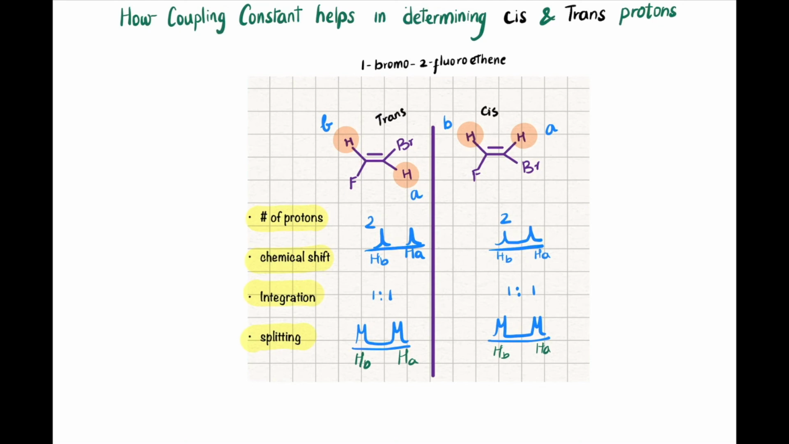So if I look at the distance between these two peaks, which is called JAB or JBA, whichever it is, for this trans compound, the JAB or JBA will definitely be approximately 15 Hertz. Whereas for the cis compound, it's going to be somewhere around 10 Hertz. So with this, we can definitely identify the cis and the trans configuration in an NMR spectrum.